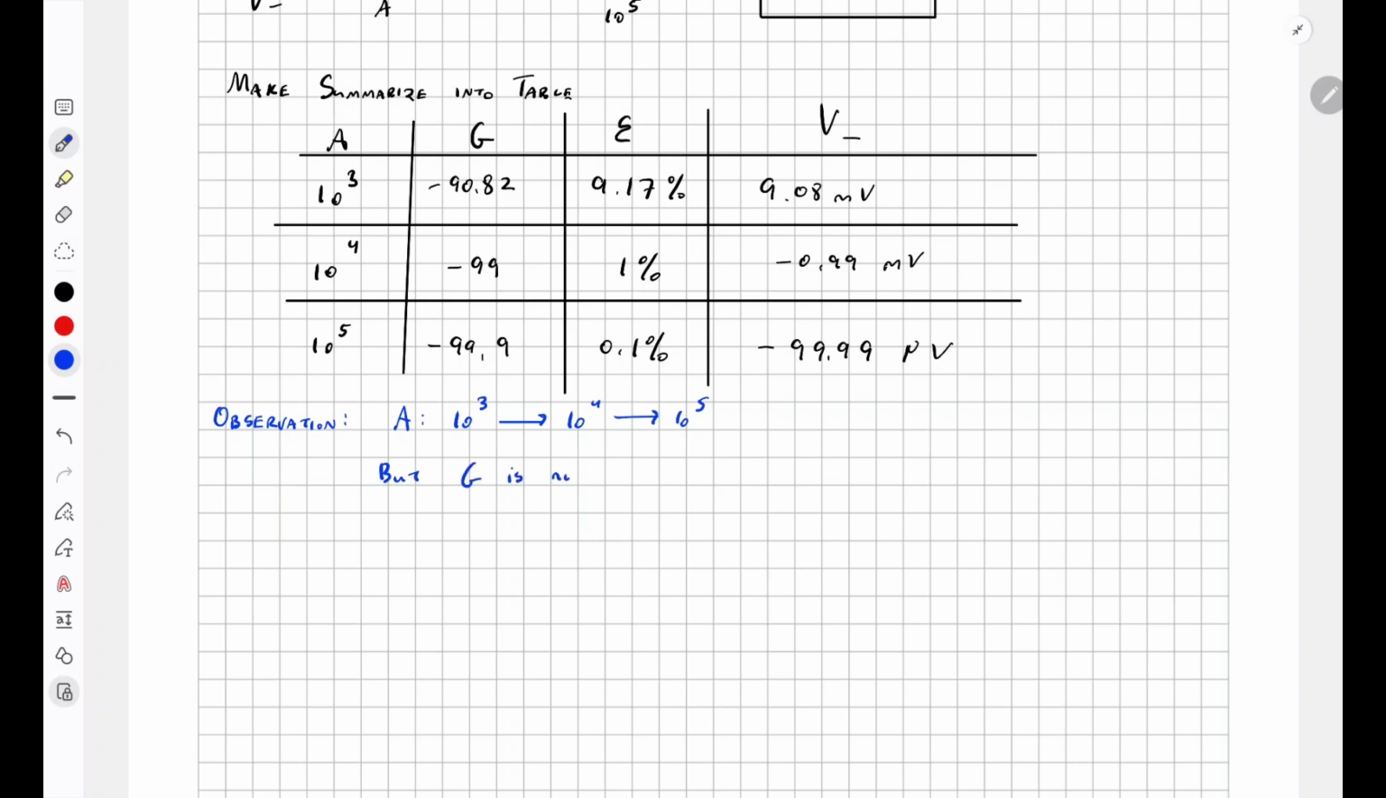It's not changing much. And likewise, this percent error, it rounds to 10, right? And then this is 1, this is 0.1. So the percent error is scaling with A linearly, but G does not change much.